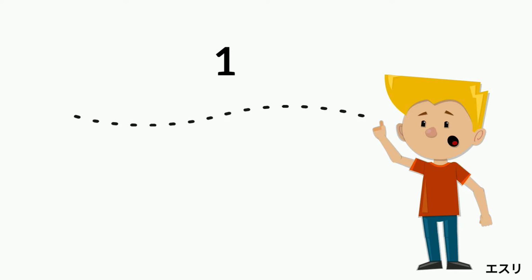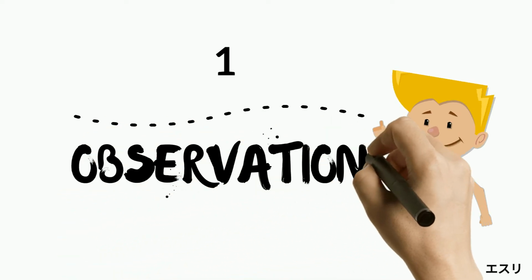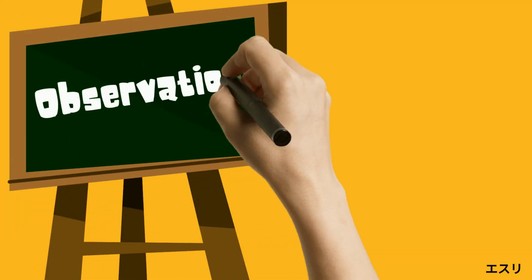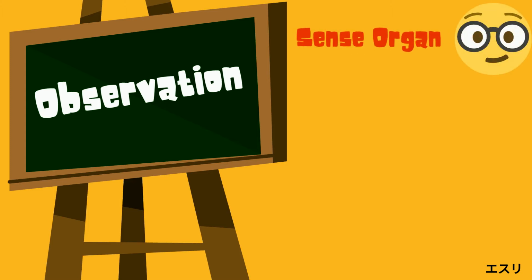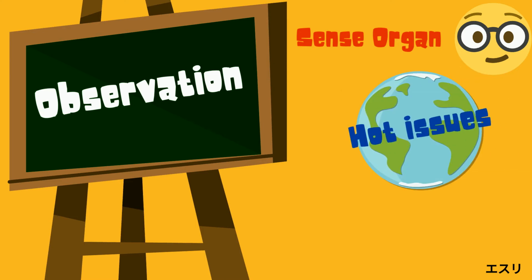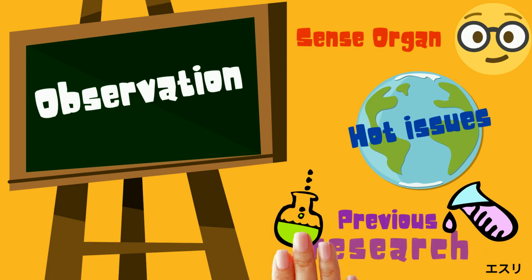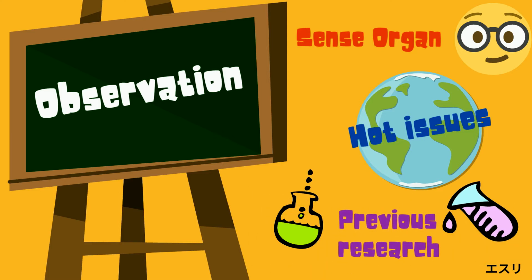First step is observation. Observation is the first research activity to get information by using our sense organs, reading hot issues, or previous research based on our curiosity about phenomenon, some object, or situation.